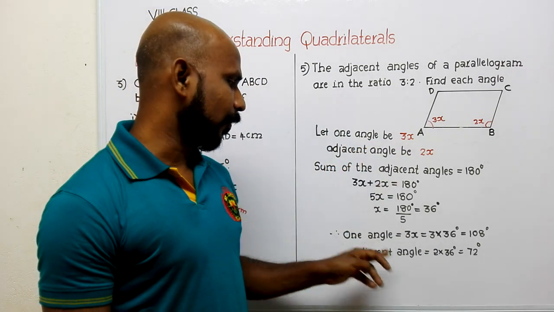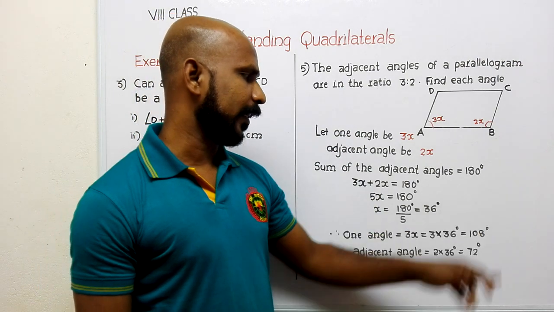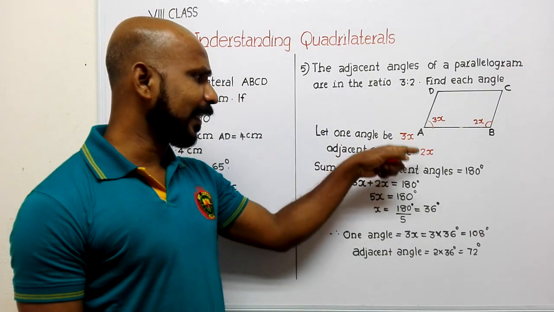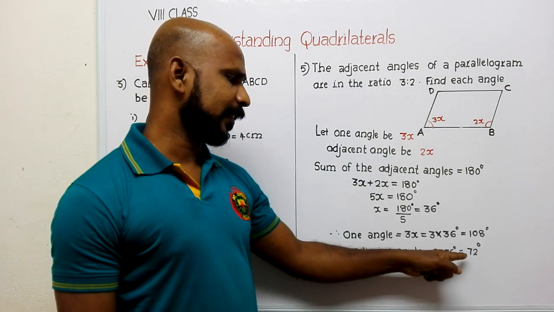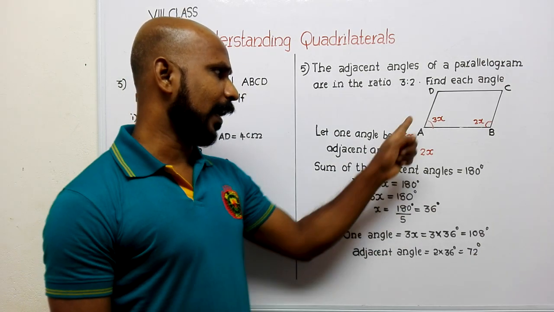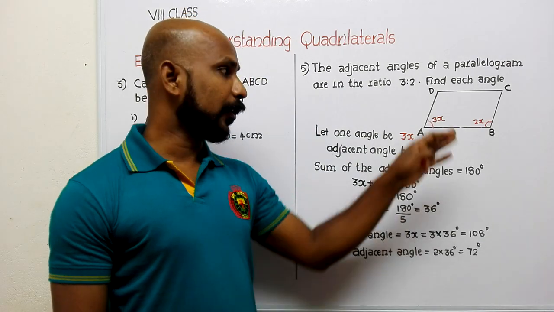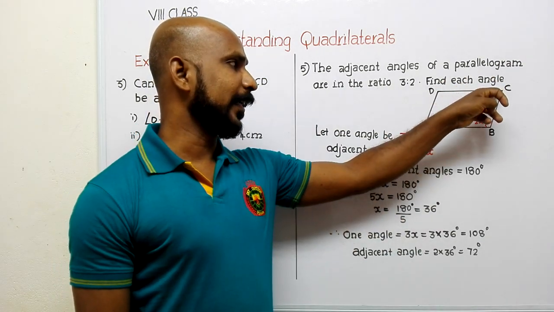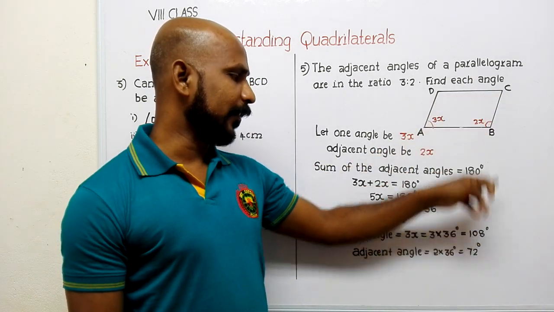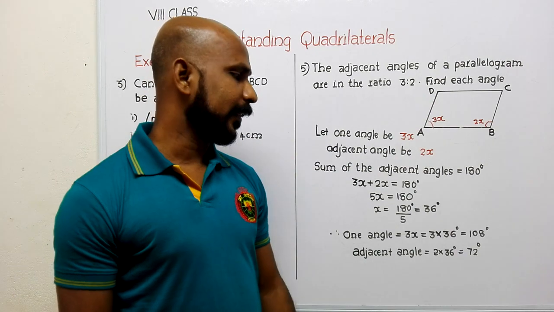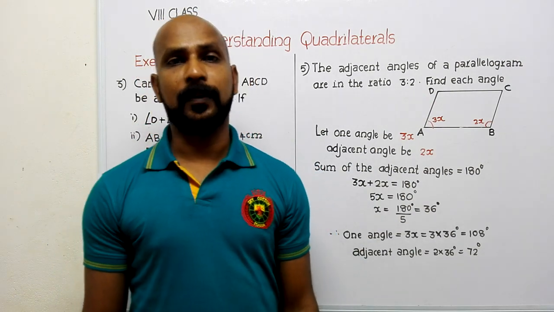So actually what are our angles? One angle is 3x, that is 3 into 36 degrees, which equals 108 degrees. And the adjacent angle is 2x, therefore the adjacent angle equals 2 into 36, which equals 72 degrees. Just add these: 108 plus 72 equals 180 degrees. So if you know one angle, the opposite angle will be equal. So another angle will be 108 degrees, and for 72 degrees, the opposite angle will be 72 degrees. So we can find all the angles of a parallelogram. Okay.